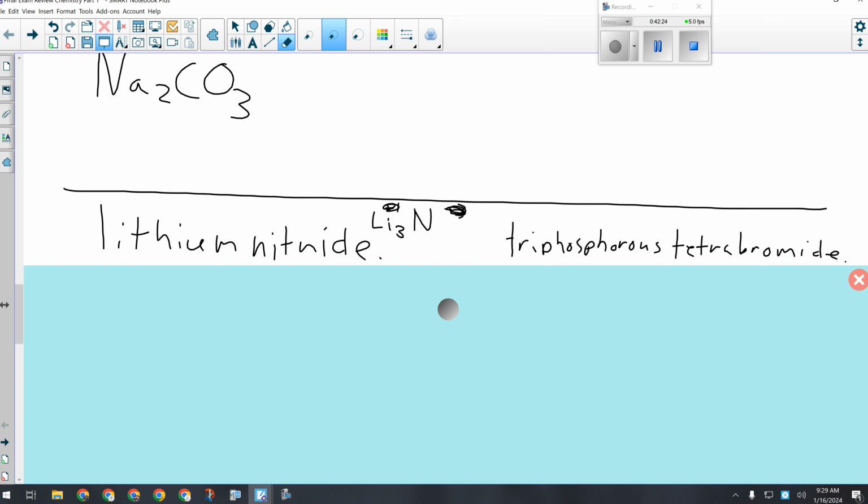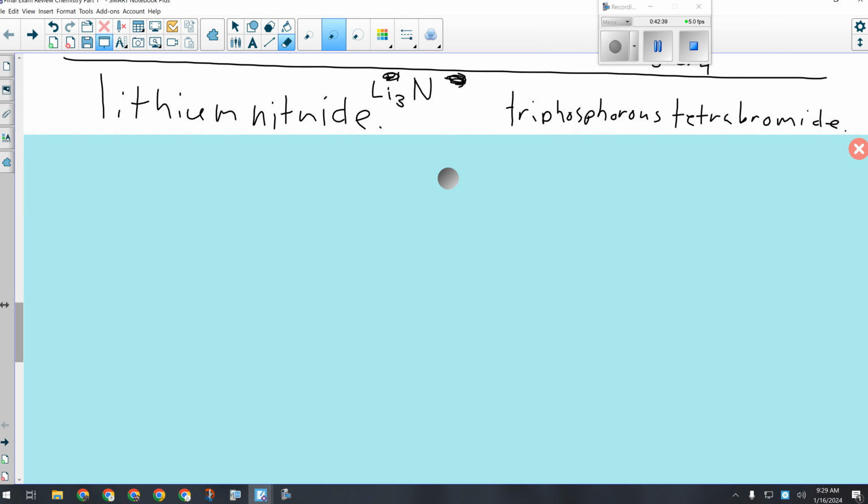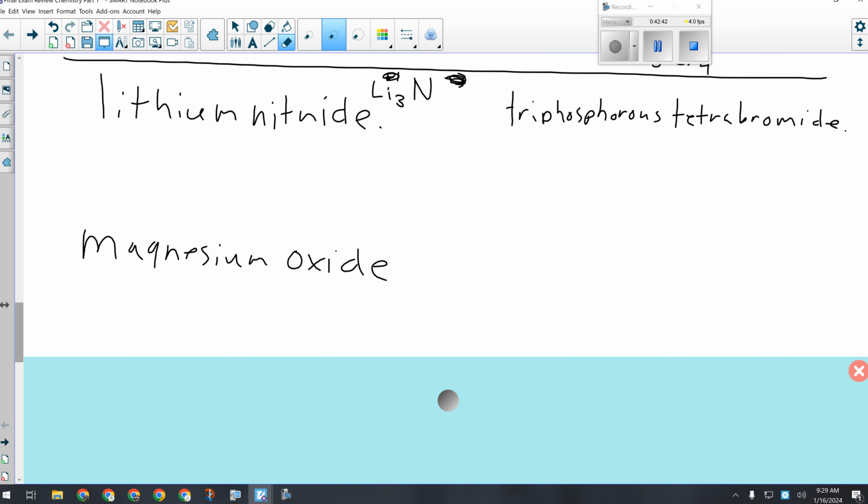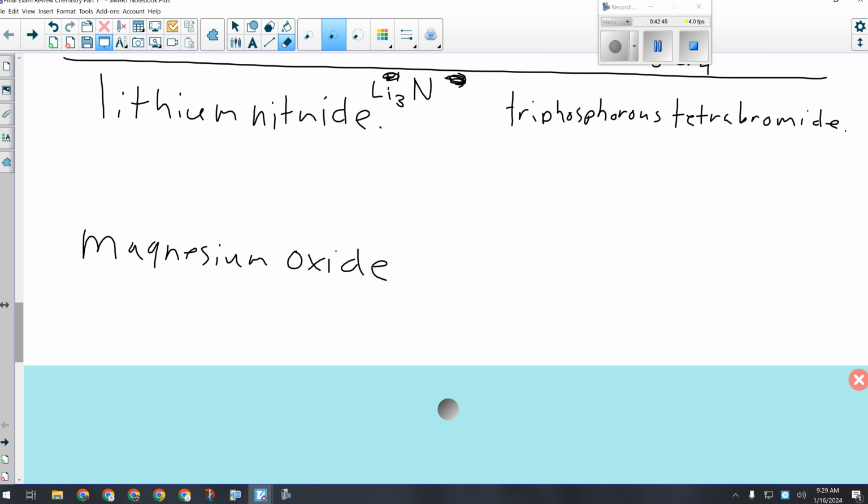What would the formula for triphosphorus tetrabromide be? What would the formula for that be? MgO. So Mg is a +2, oxygen is a -2. When I drop and swap, I get Mg2O2, but I would cancel, or I would just recognize right away that the charges are already canceling each other and just say MgO.